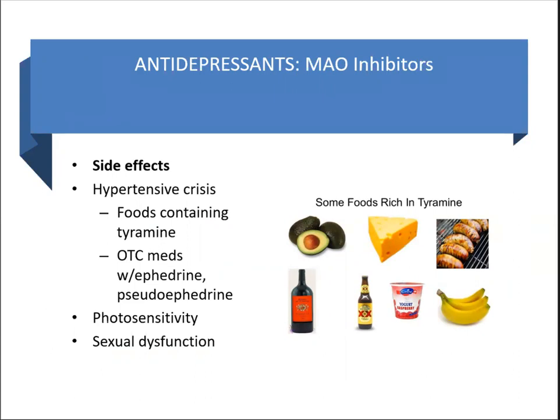And this hypertensive crisis occurs when these medications are taken with foods that contain tyramine. And we said some of these foods include your aged cheese, bologna, pepperoni, bananas, your raisins, your beer, or even over-the-counter medications like your ephedrine or pseudoephedrine. Other side effects with these antidepressants are the photosensitivity you could see in your client. There could also be weight gain. You could also see sexual dysfunction and orthostatic hypotension.